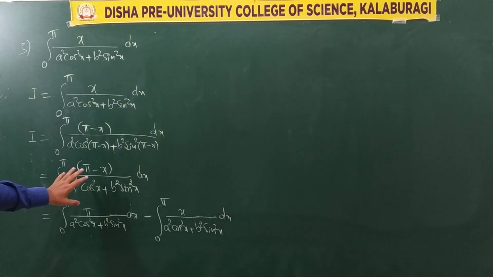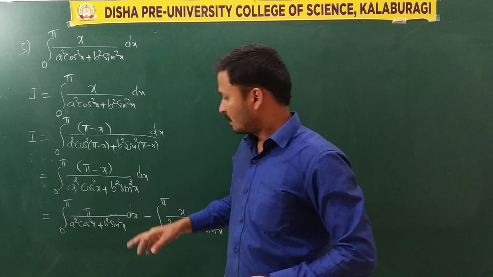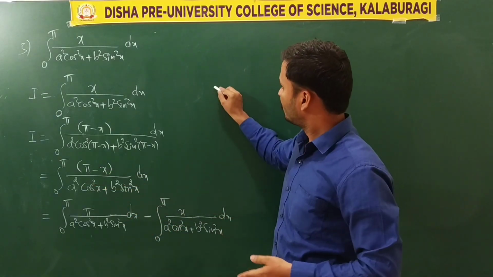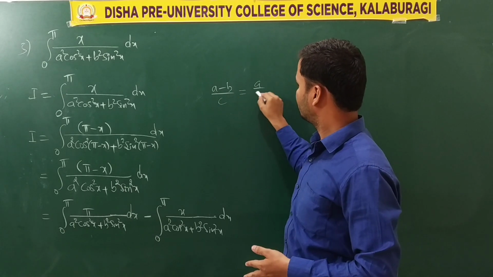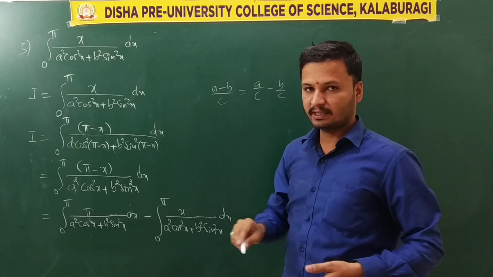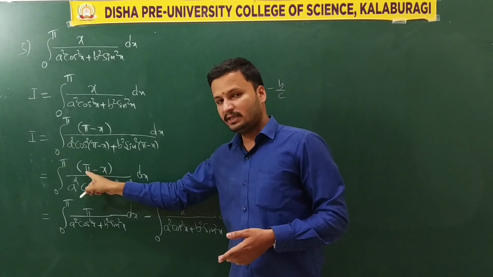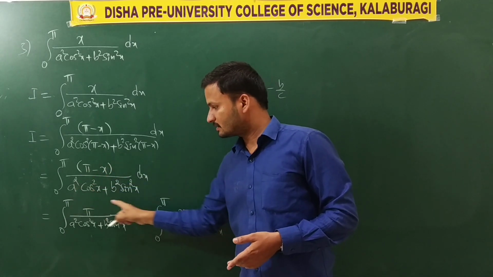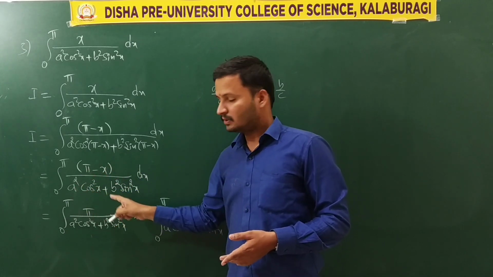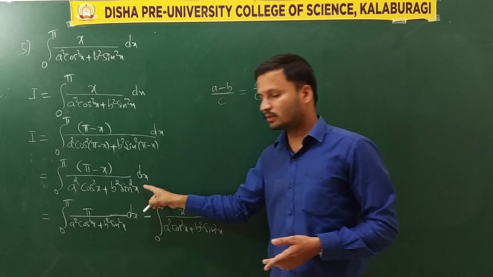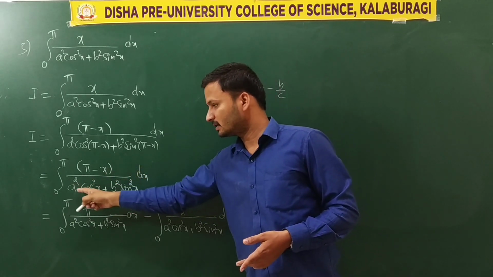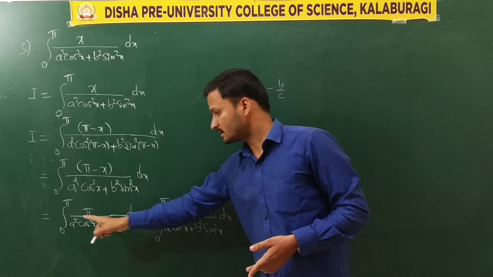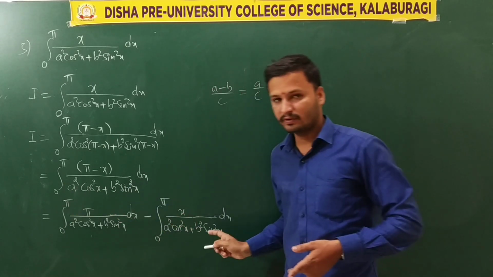Okay, in this step what have I done? I have split the terms. What format is it in? (a minus b) divided by c. So this can be written as a by c minus b by c. Correct? So here a is pi, b is x, and c is the total denominator expression. So pi divided by this total expression minus b divided by c, that means x divided by this total, and simultaneously take the integral of the two functions.